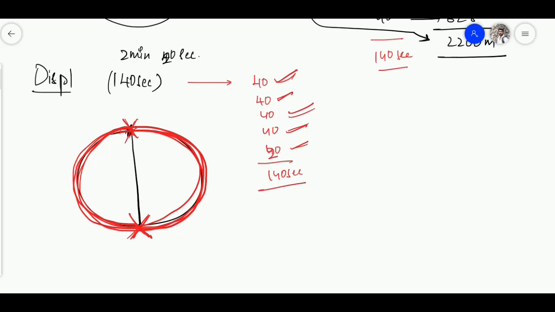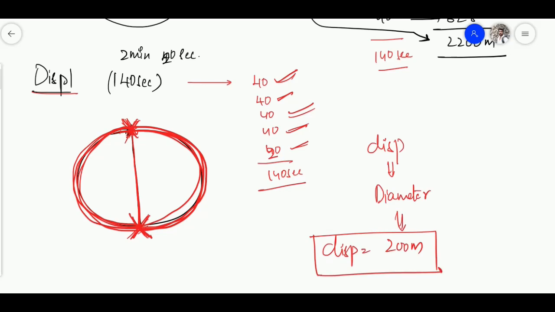So now they are asking to find the displacement. Displacement is nothing but the shortest distance between the starting point and the final point. He started here very initially, and he ended up here. What is the shortest length between these 2 points? Obviously this will be the shortest, nothing but the diameter. So the displacement is the diameter, and diameter is nothing but 200 meters. So displacement equal to 200 meters.